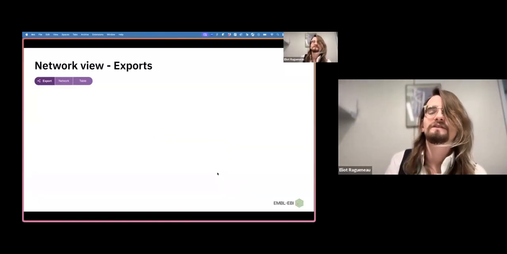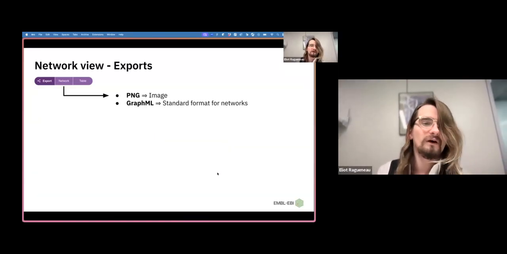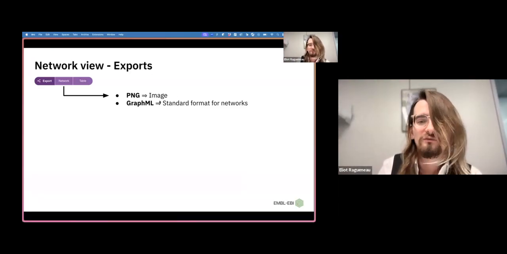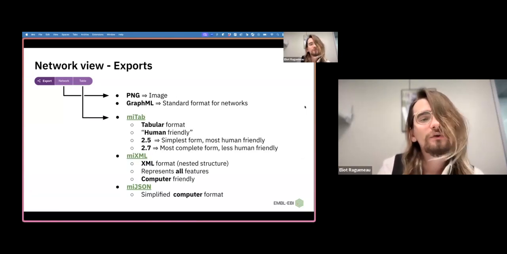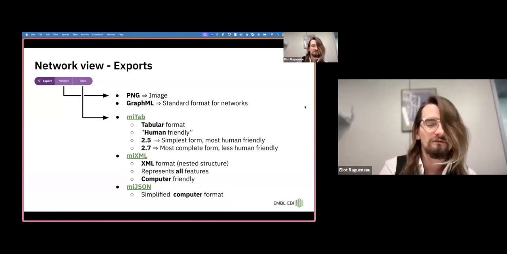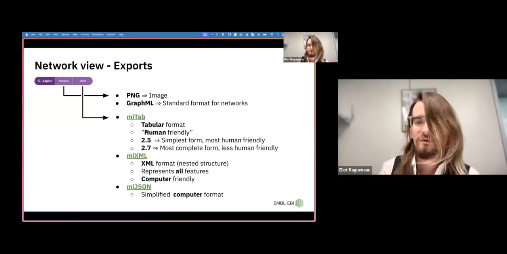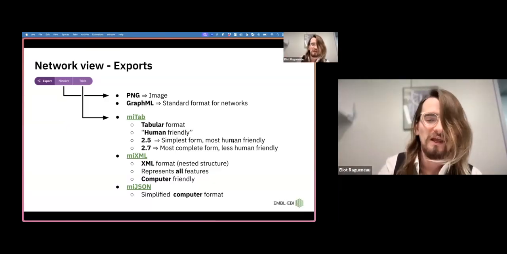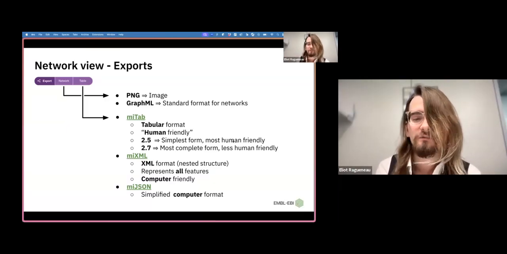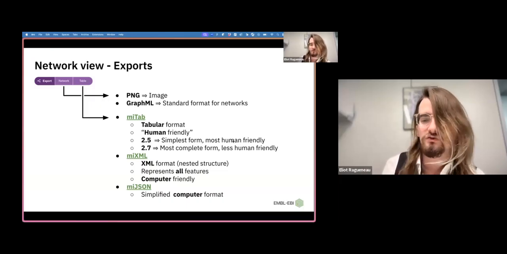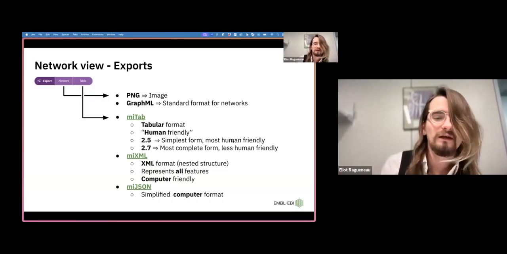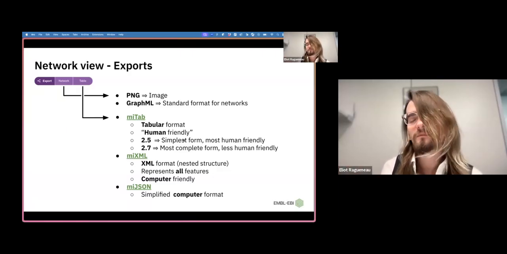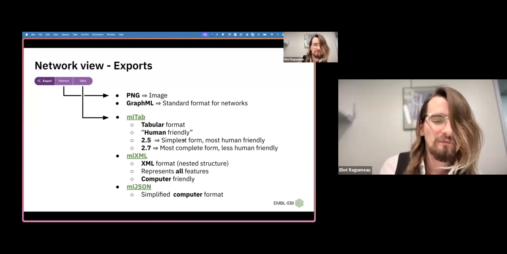Then you can export the visualization that I showed you earlier, using the network export, either as an image or as GraphML for network import. Or you can also download the table representation of the network, either in the MITAB format, which is the most human-friendly. As you progress within the versions, it gets more and more complicated in terms of how many columns you have, but you have the choice to choose a really complete one or a rather simple one with 2.5. You've also got the PSI-MI XML, which is probably best suited for computer analysis.